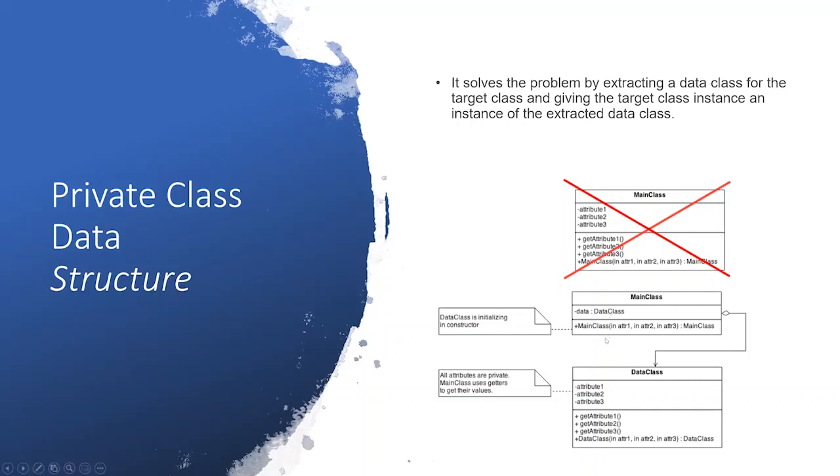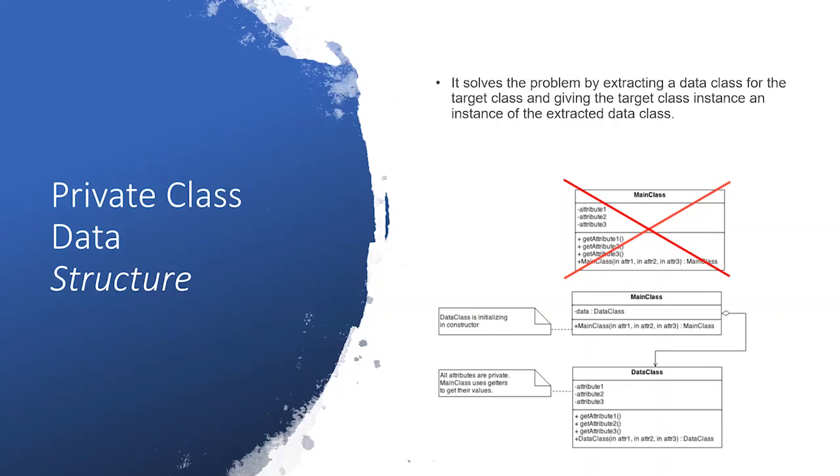So the simple solution is to pull out these attributes into a separate data class. In that data class, we will only be exposing the getters for the attributes: get attribute 1, get attribute 2, get attribute 3. We can initialize them only once from the data class constructor, and they won't be changing. And since it is a private variable, we can't change the value of the data class from the main class.